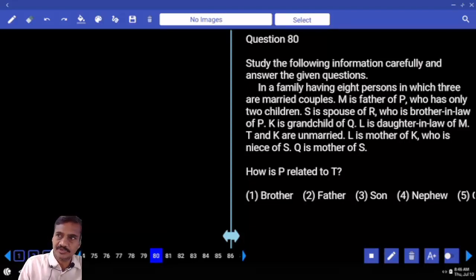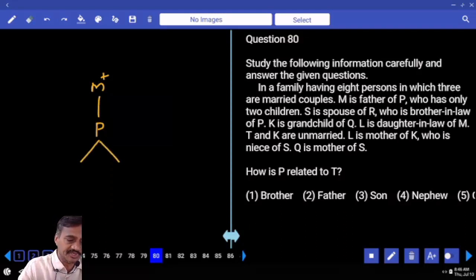And 3 married couples out of these 8 persons means 6 persons are married. M is the father of P. Who is the father here? M is the father of P. P has only 2 children. Now this P is having how many children? 2 children. And S is the spouse of R. And S and R are married to each other.